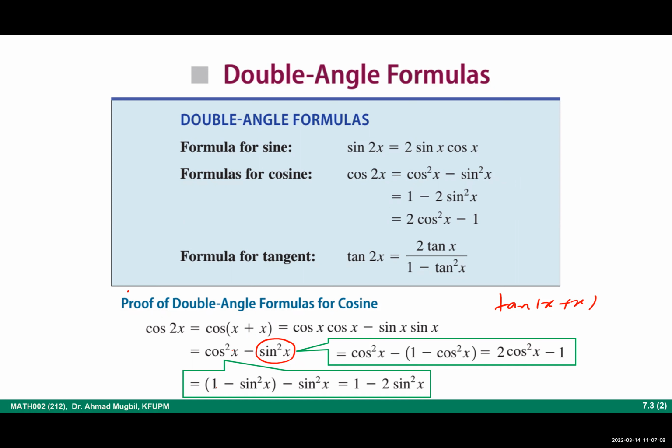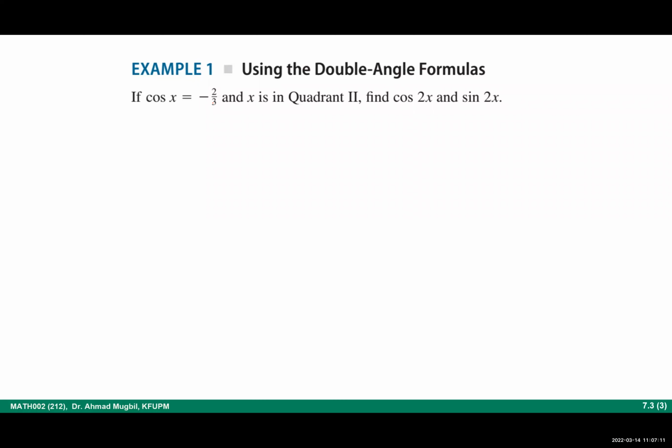Easy. Let's apply them. Cosine x is negative 2 over 3, and x is in the second quadrant. Find cosine 2x and sine 2x. Notice here, guys, again, don't write cosine without mentioning cosine of what, sine of what. You should specify the angle, because look here, what is this? Cosine of what? And what is this? The double x. Be careful. Okay, what do we do to solve this? You want cosine 2x and sine 2x. Which one is easier to start with?